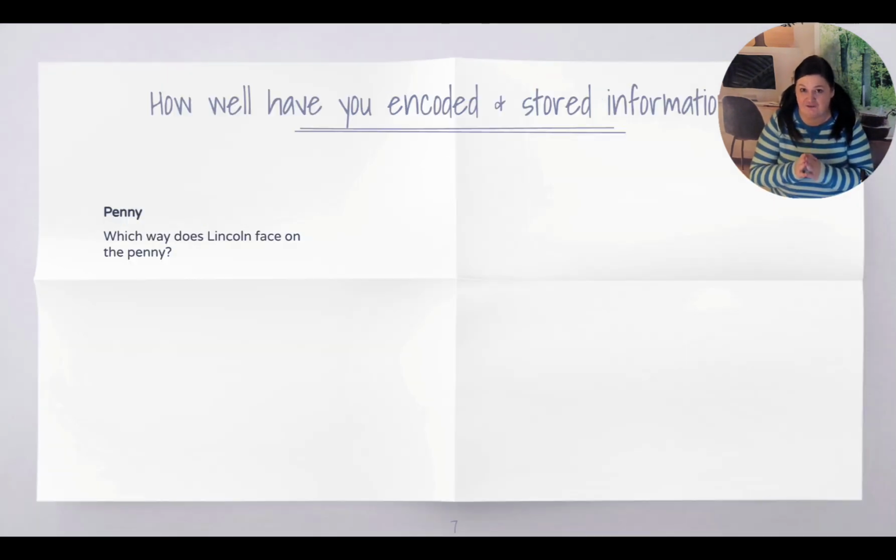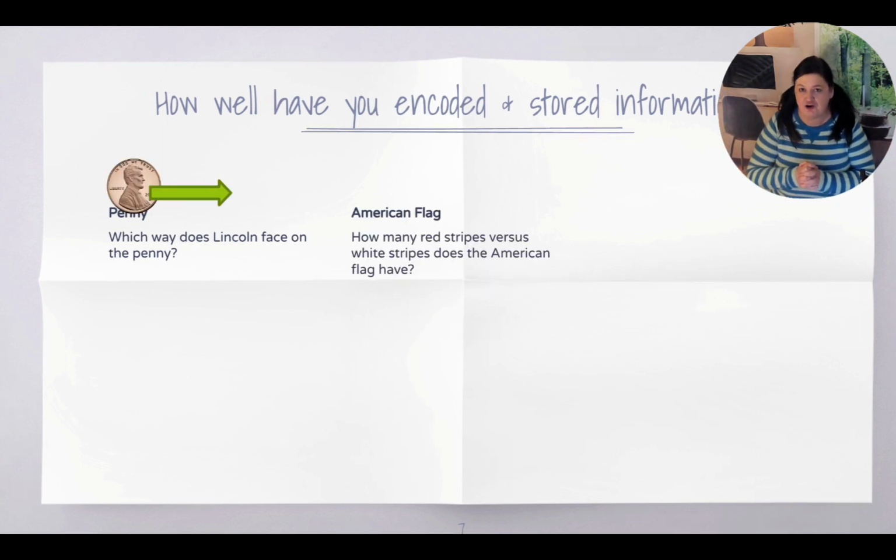So how well do you think you do with encoded and stored information? Let's take a little test. We're going to try and see if we can retrieve these long-term memories out of your head. Let's go through a few examples of some semantic memory. The first one is a penny. Which way does Lincoln face on the penny? Is it left or is he facing right? Which way is his profile facing? Hopefully you said to the right.